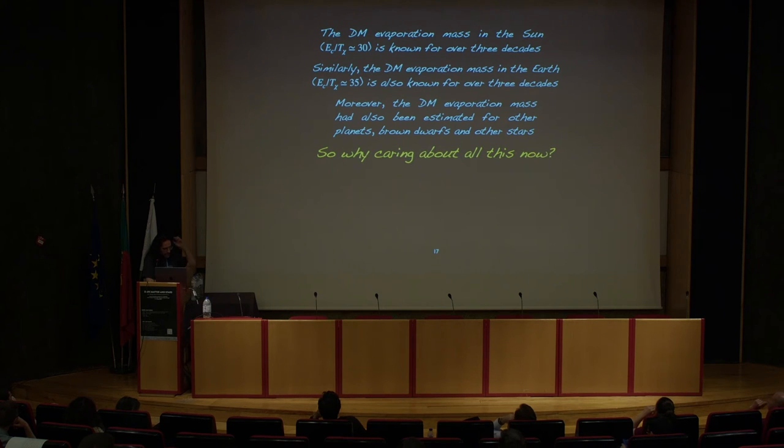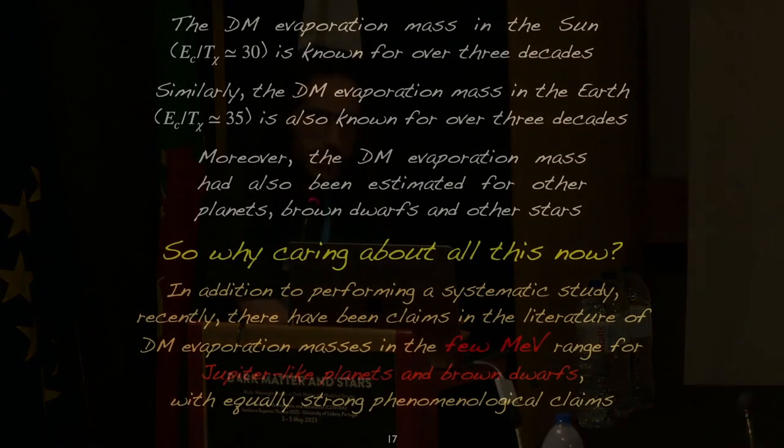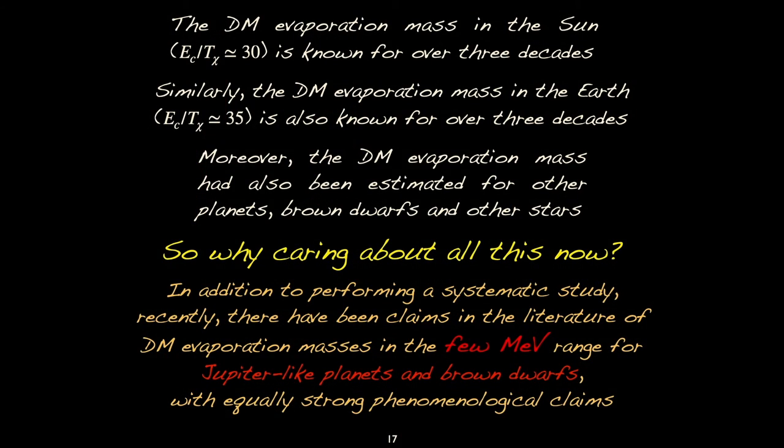The main idea Raul and I had was to do a systematic study to see if we could grasp something like E over T equal to 30, and that it was a stable result. What were the reasons behind that, and to understand if we could get this as a robust result. That is the first motivation of this. But when we were doing this, a few papers appeared claiming that there could be evaporation mass in different objects down to the MeV range, with equally strong phenomenological claims. And I'm trying to show you those results are not correct.